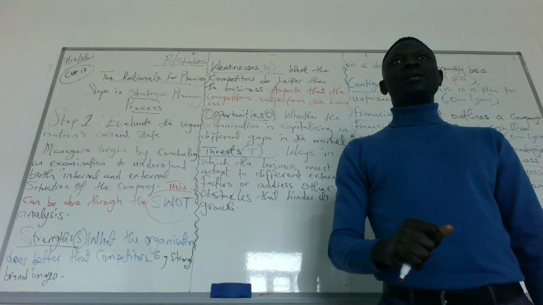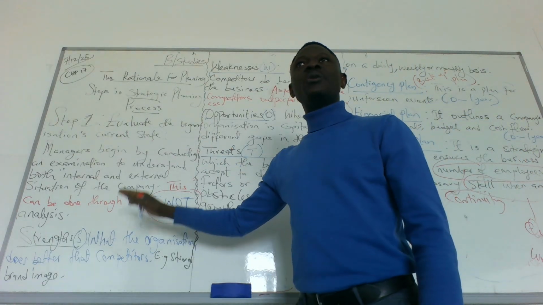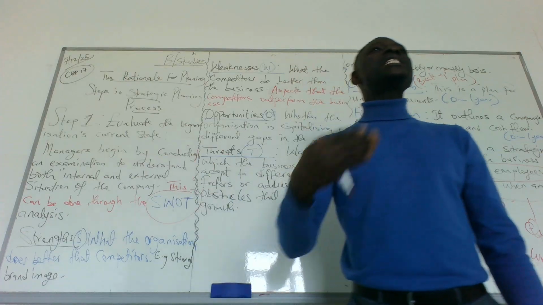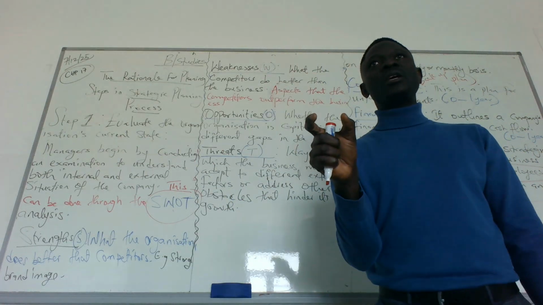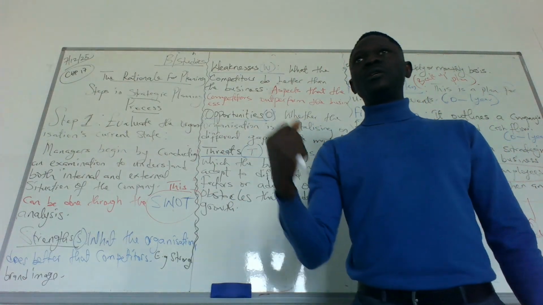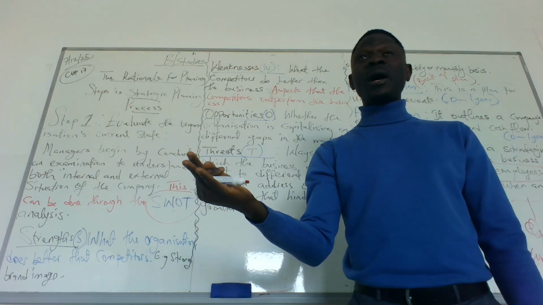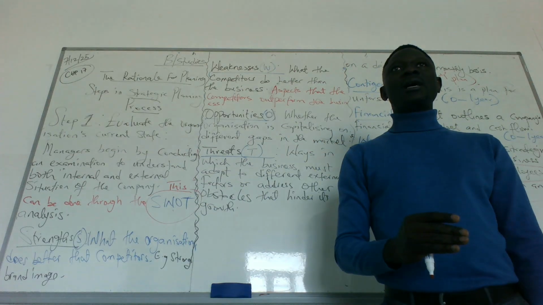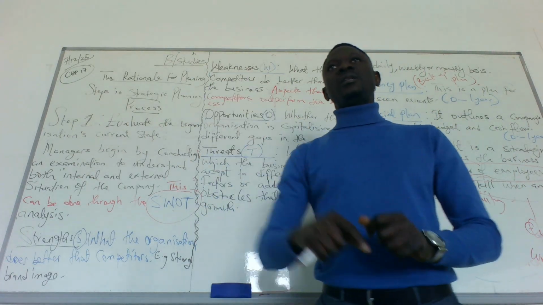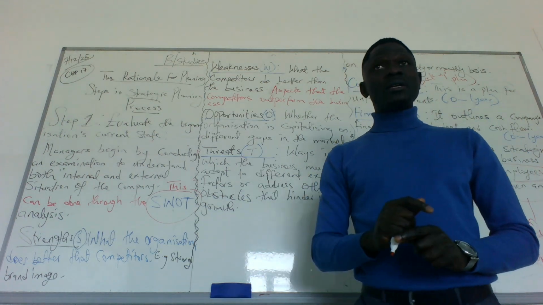the market? So these are the first steps you have to take when you are making a strategic plan. You evaluate your current situation based on SWOT analysis: your strengths, your weaknesses, your opportunities in the market, the threats in the market. As soon as you are able to do this, then you move ahead. Any question about step one here? Thank you.